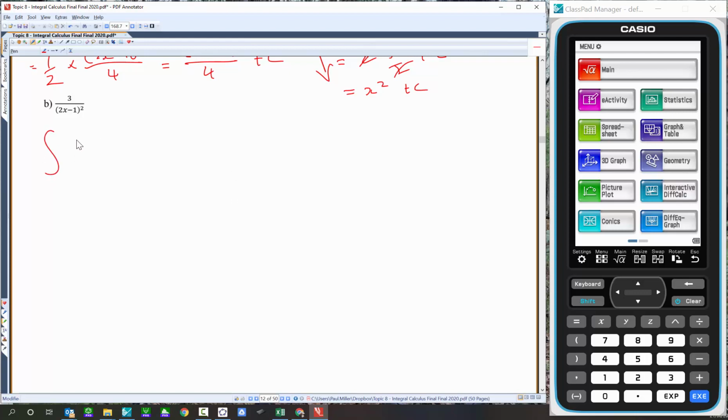So what we want to do is integrate 3 over (2x take 1) squared for the independent variable x. So let's do some work on this. So what I'm going to do is get that 3 and pull it out the front, which means that I'm integrating (2x take 1) to the negative 2 dx. Now I'm going to rewrite that further. So I'm going to use the negative index rule to rewrite this.